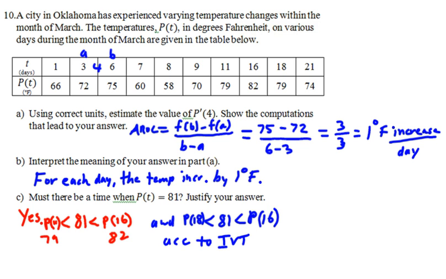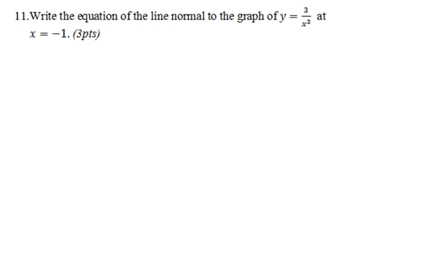Okay, next, 11. Write the equation of the line normal to the graph of y equals 3 over x squared at x equals negative 1. Again, what do we need for this? We need two things. We need a point, and we need a slope. Those two things will suffice. Well, the x value we already are given, which is negative 1. And we'll try to find the y value.